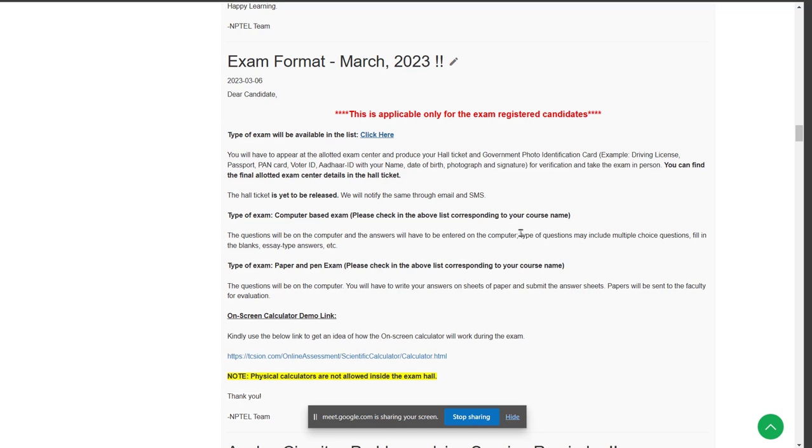So yeah, it will be a GATE-type question. It will include multiple choice questions, fill in the blanks, and small essay-type answers. And it will be a computer-based exam.